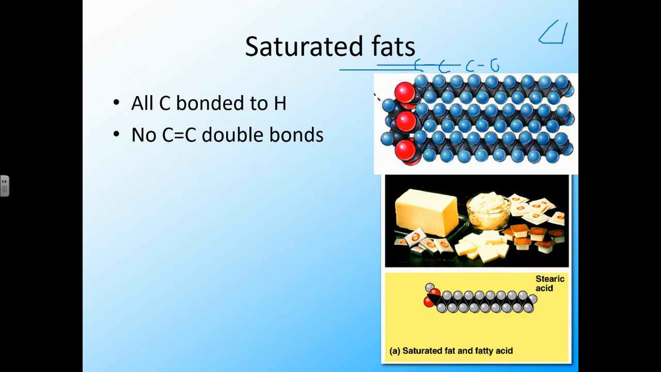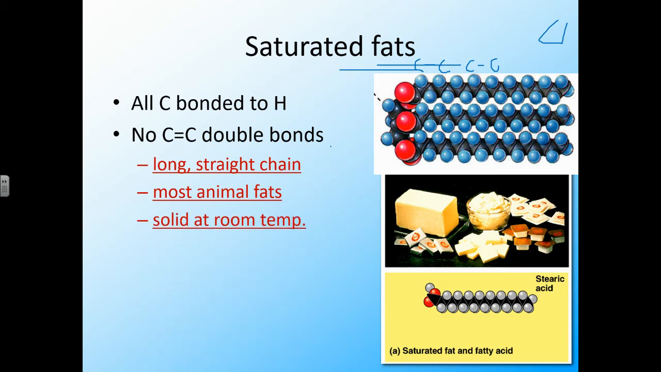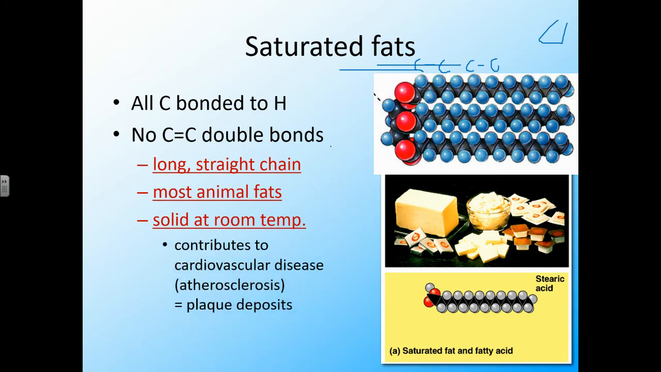All of these carbons, these little black circles here in the diagram, those are carbon atoms. There's no double bonds. They're all single bonds between one another. So that's why they're straight like that. A long straight chain. These are animal fats. They're solid at room temperature, like your butter or margarine. And these tend to contribute to cardiovascular disease because this is where we find some of those plaque deposits.